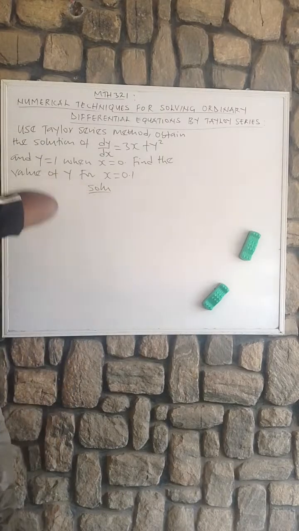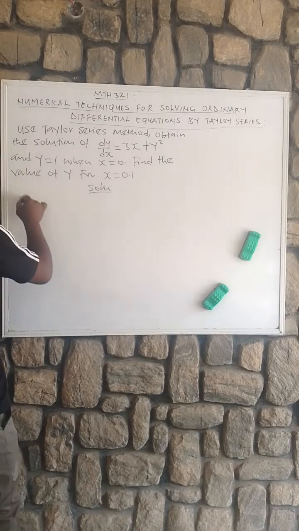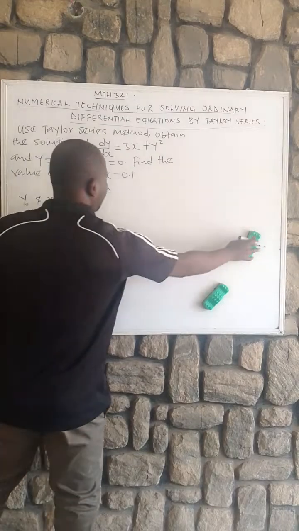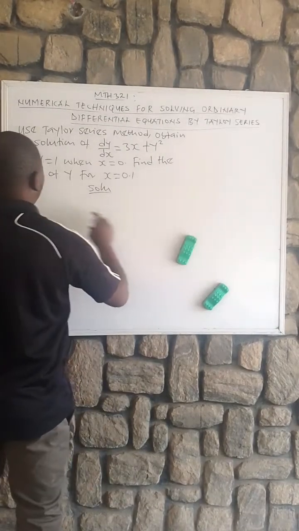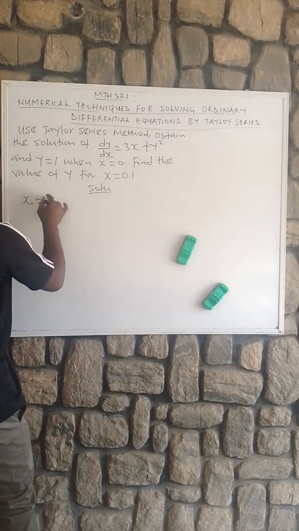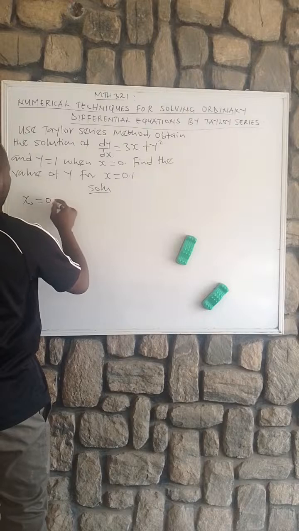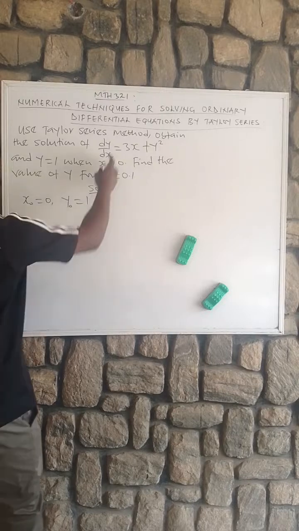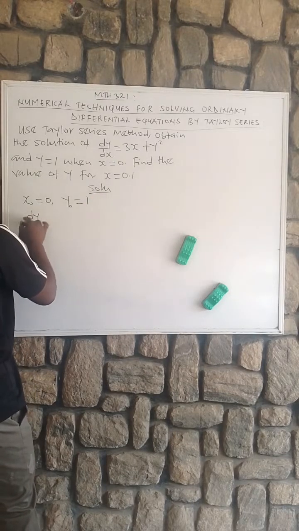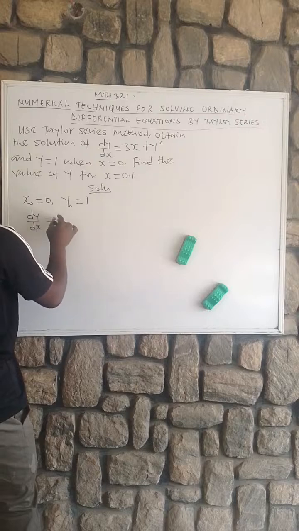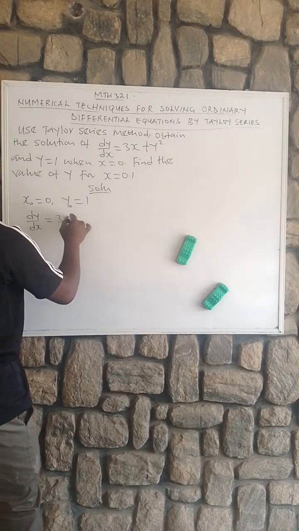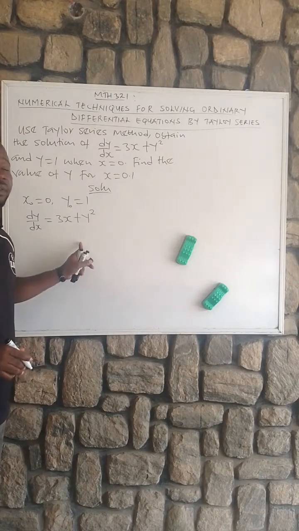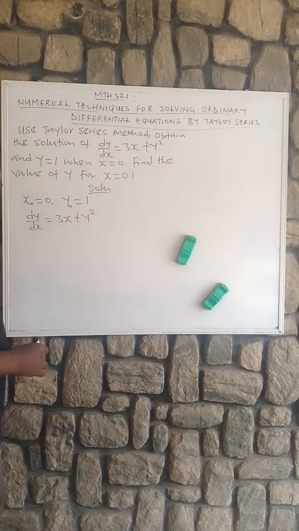You know, in the Taylor series we have x naught and y naught. So our x naught is equal to 0. Then y naught is equal to what? 1. And our differential equation is given as dy all over dx equals, this is our ODE, 3x plus y squared. Please, you have to listen attentively because it will do you good.